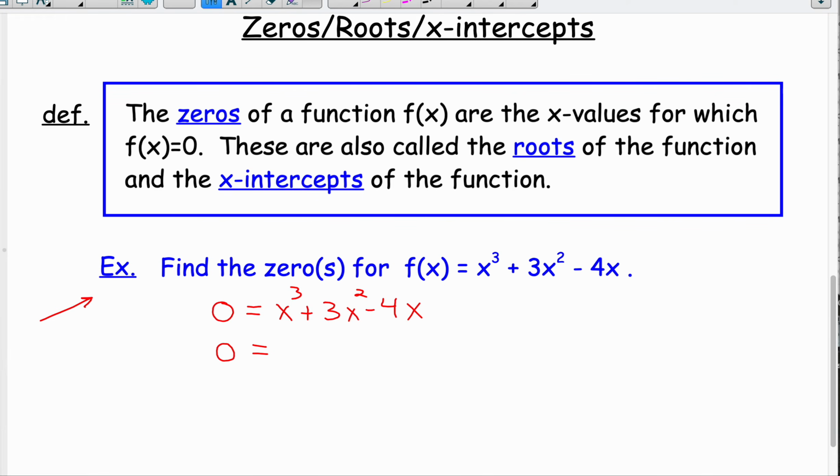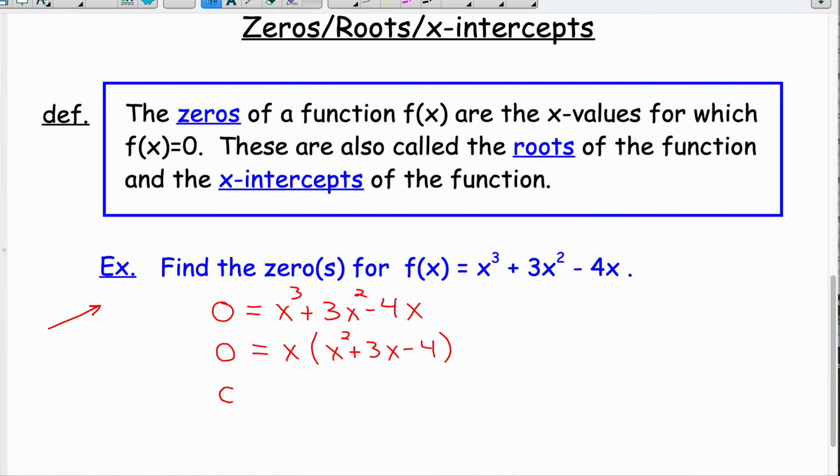I notice that each of these terms has at least an x to the first power. So let's factor an x out of everything. That would leave me with x squared plus 3x minus 4. If you distribute the x back through, I always do that just in my mind to make sure that I factored it correctly. So if I went ahead and did that, x times x squared is x cubed, x times 3x is 3x squared, x times negative 4 is negative 4x. So I always double check as I'm factoring.